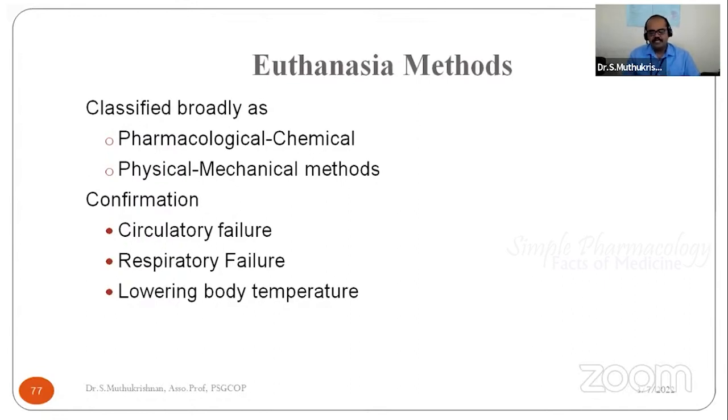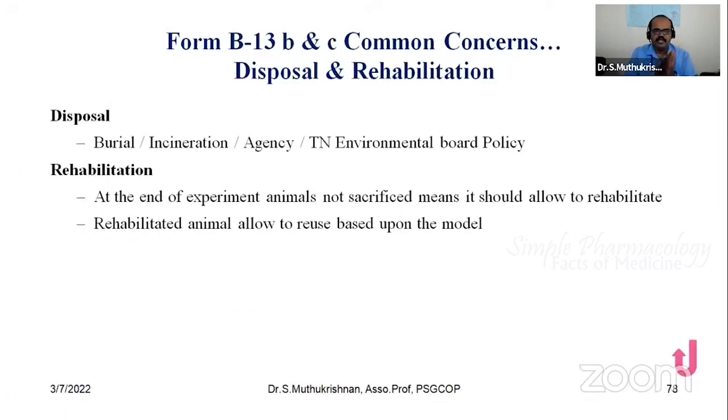It must be accepted by the IAEC. Pharmacological and various chemical methods are available, and physical mechanical methods are also available. It differs based upon the animal species. Once you have done the euthanasia, you have to confirm whether the animal is really dead or not. You can confirm with circulatory failure or respiratory failure. You can measure the body temperature. Once the animal is dead, the body temperature is going to drop. So you have to confirm whether the animal is dead or not.